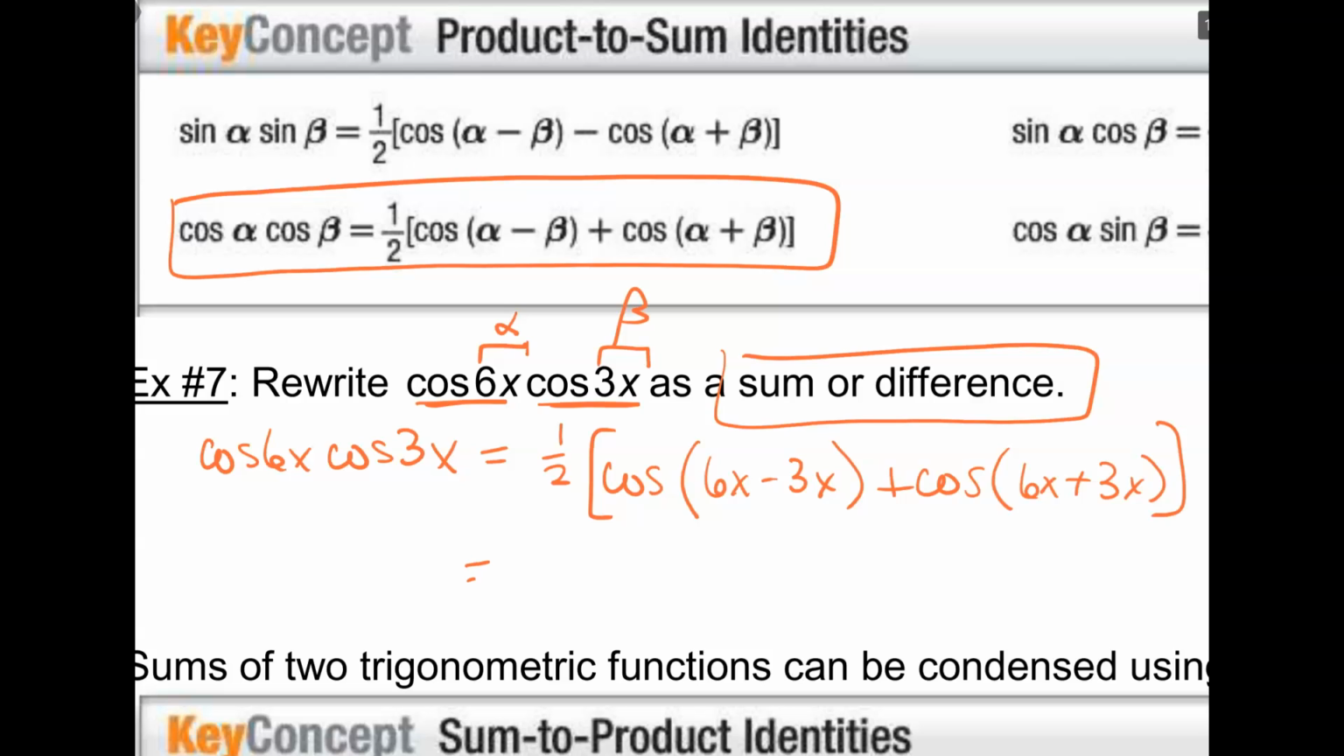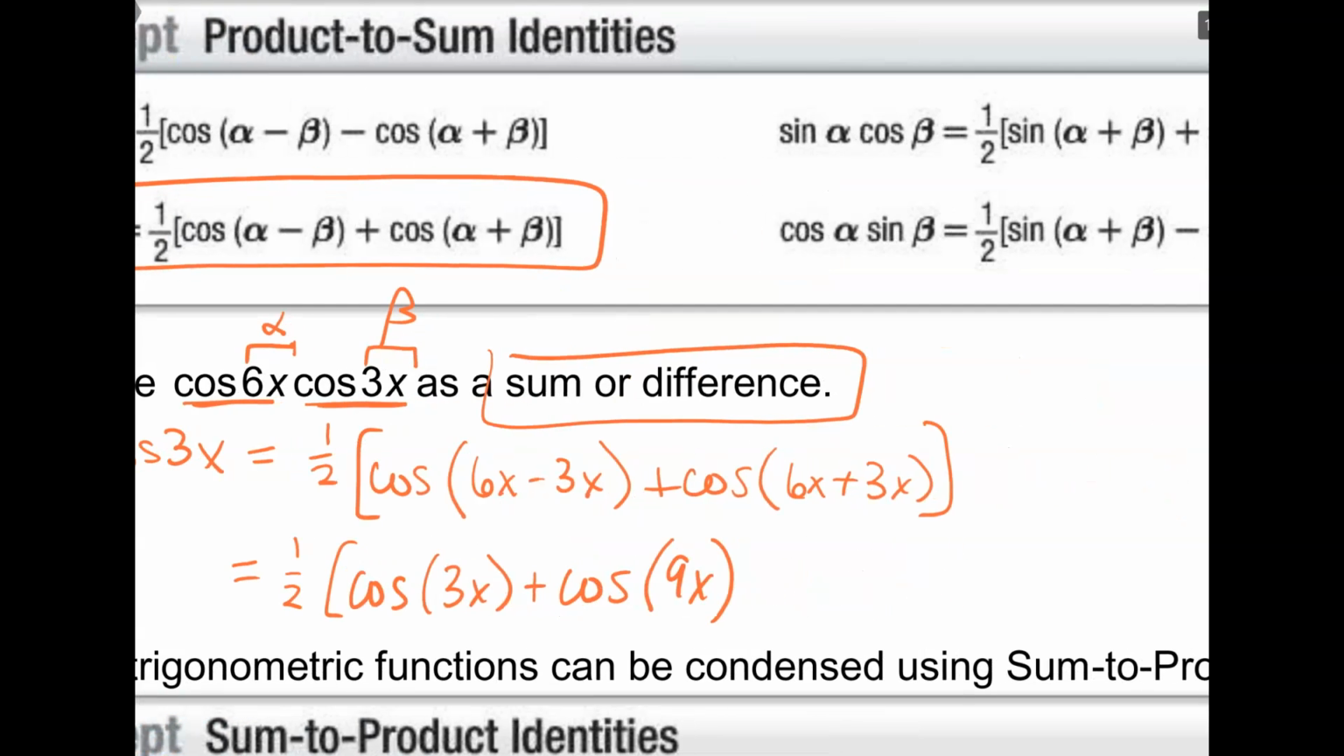So I can rewrite this as 1/2 of cosine 3x plus cosine 9x. But then we have to distribute the half. So it's just going to be 1/2 cosine of 3x plus 1/2 cosine of 9x.